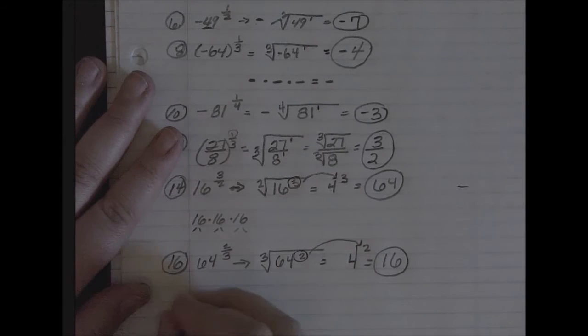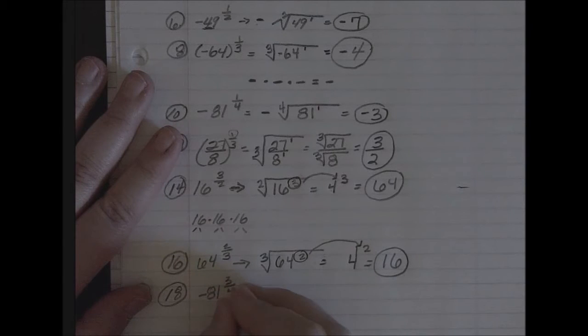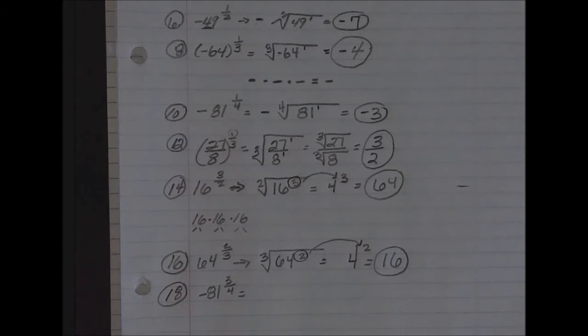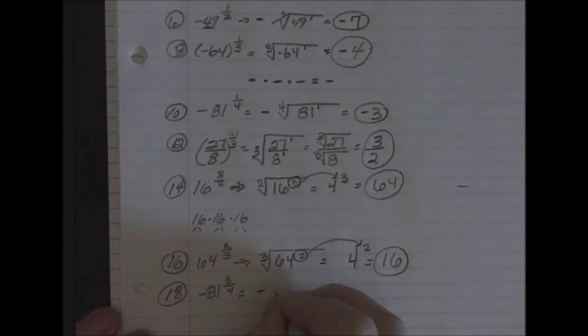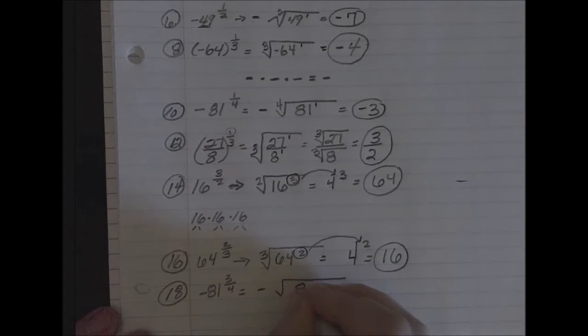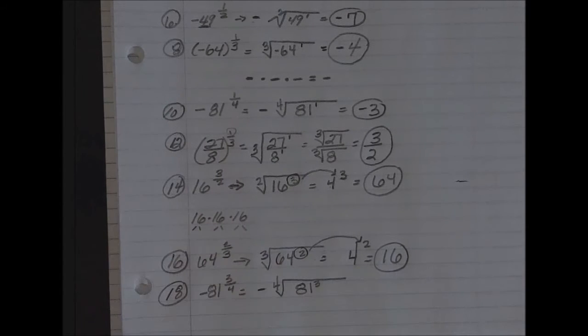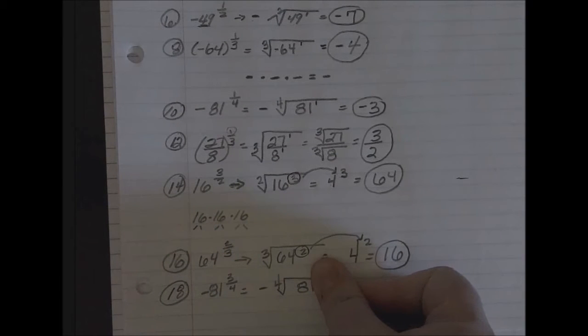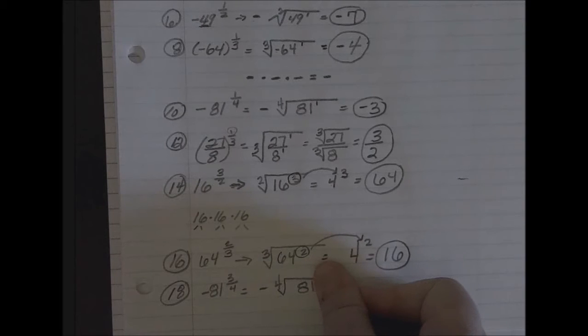Number 18, I've got negative 81 to the 3/4 power. Remember, since that negative is not in a parentheses, it has to stay outside of the radical. So my power is 3, my root is 4. So I need to find out what the 4th root of 81 is. What the 4th root of 81 is, and that would be a 3.